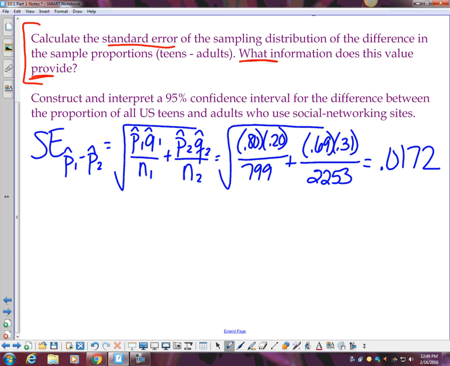Okay, then it says, what information does this value provide? Okay, I'm going to read it first and then I'm going to write it. Okay, so here's what it provides. If we took many samples of 799 teens and 2,253 adults, the difference in the sample proportions of teens and adults who use social networking sites will typically be 0.0172 from the true difference of these proportions. All right, here we go.